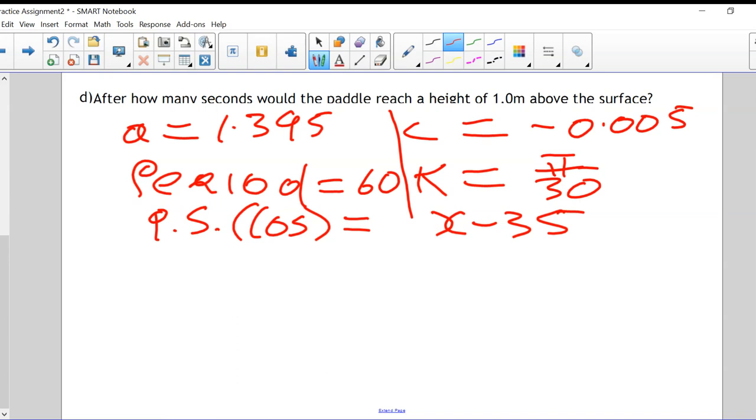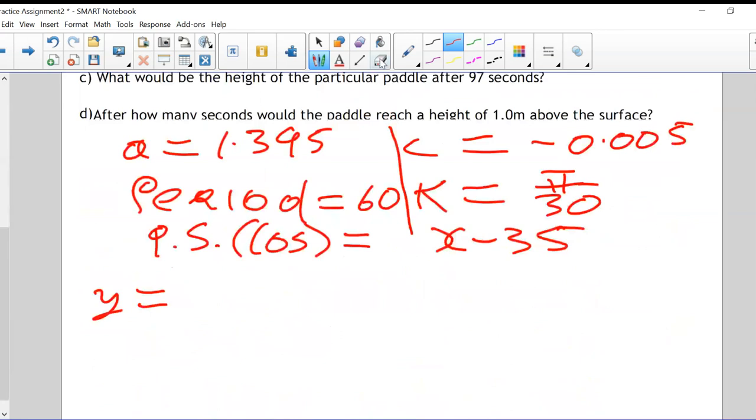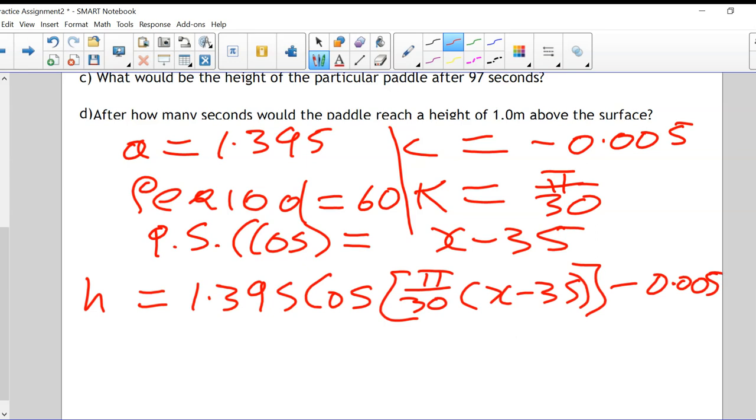So here comes my cosine function based on all the stuff we have there. So y equals, well, I guess it shouldn't be y. It should be h. I wouldn't take any marks off of that, but just say it. So h equals 1.395 times the cosine of pi over 30 (x minus 35) minus 0.005. Okay, that is my cosine function.